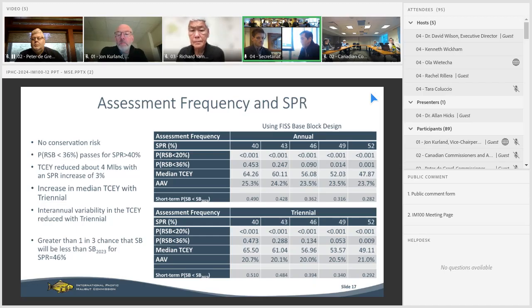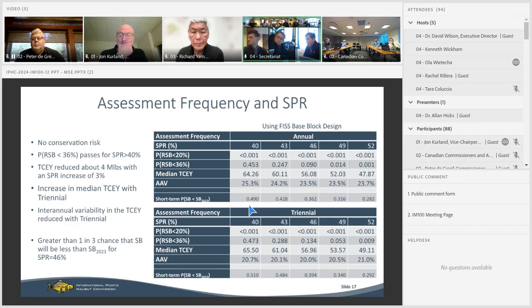The median TCY is increased in the triennial stock assessment frequency. So if we look at a 43% SPR, you see 60 million pounds on average in an annual assessment frequency, and about a 61 million pound average in a triennial assessment frequency. And furthermore, you get about 24% variation on average in the TCY, and that's reduced to 20%. And so basically you're reducing the interannual variability in the TCY in a triennial stock assessment frequency.